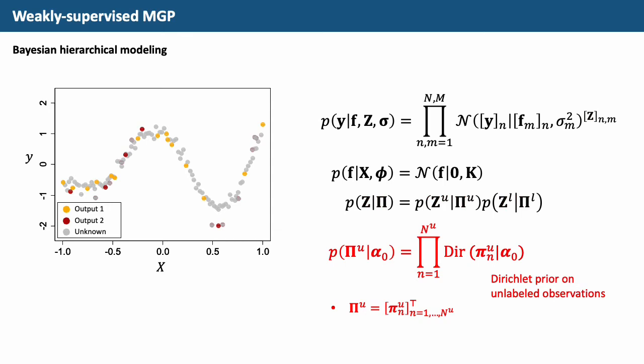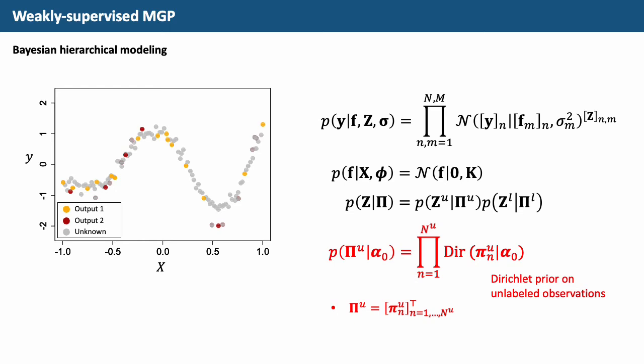In addition, we place Dirichlet prior on the group membership probability for the unlabeled observations. The Dirichlet prior will play an important role in labeling sensitivity, which we will discuss later on. This is a general weakly supervised MGP framework using hierarchical base.